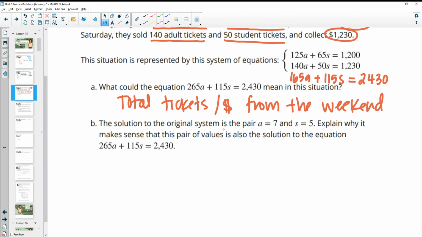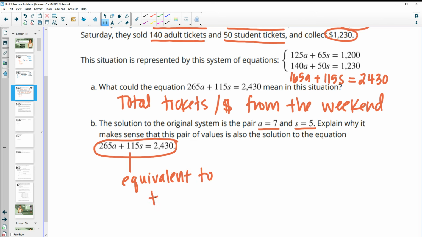So the solution to the original system is A equals 7 and S equals 5. Explain why it makes sense that this pair of values is also a solution to this equation. And that's because this equation is equivalent to the system. So then a solution to each of these equations or to this original system is going to be a solution to this one since it's an equivalent expression.